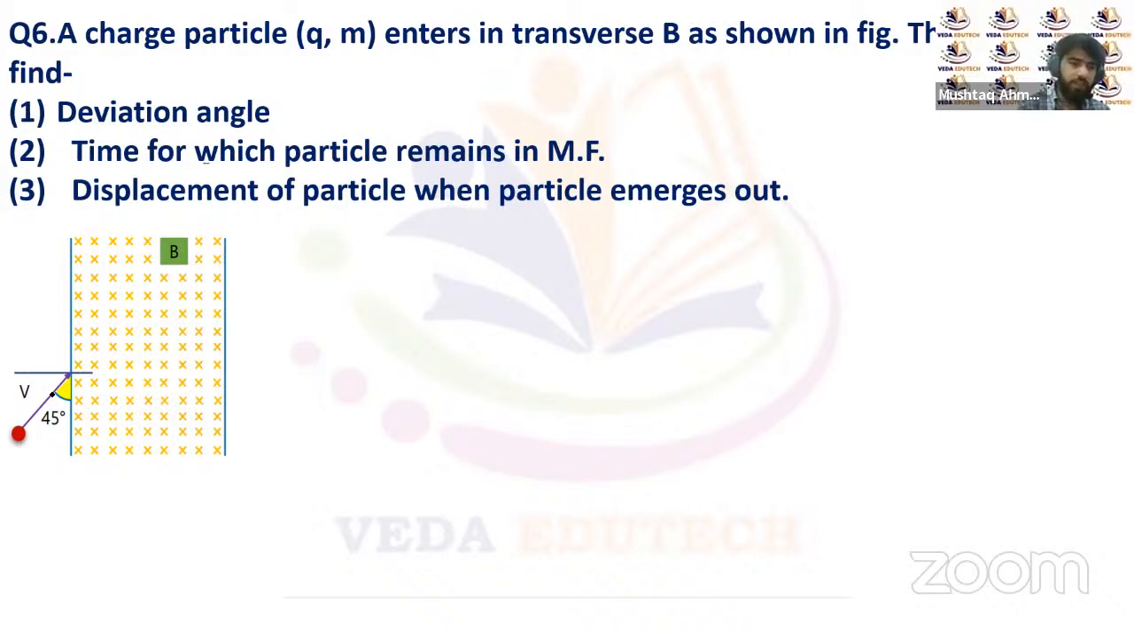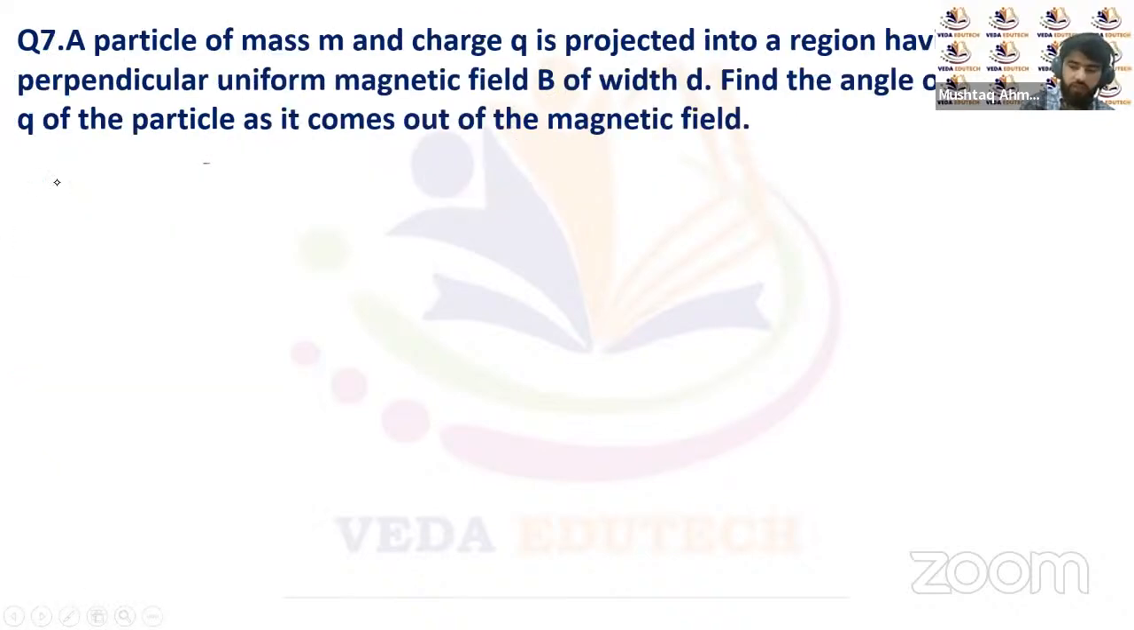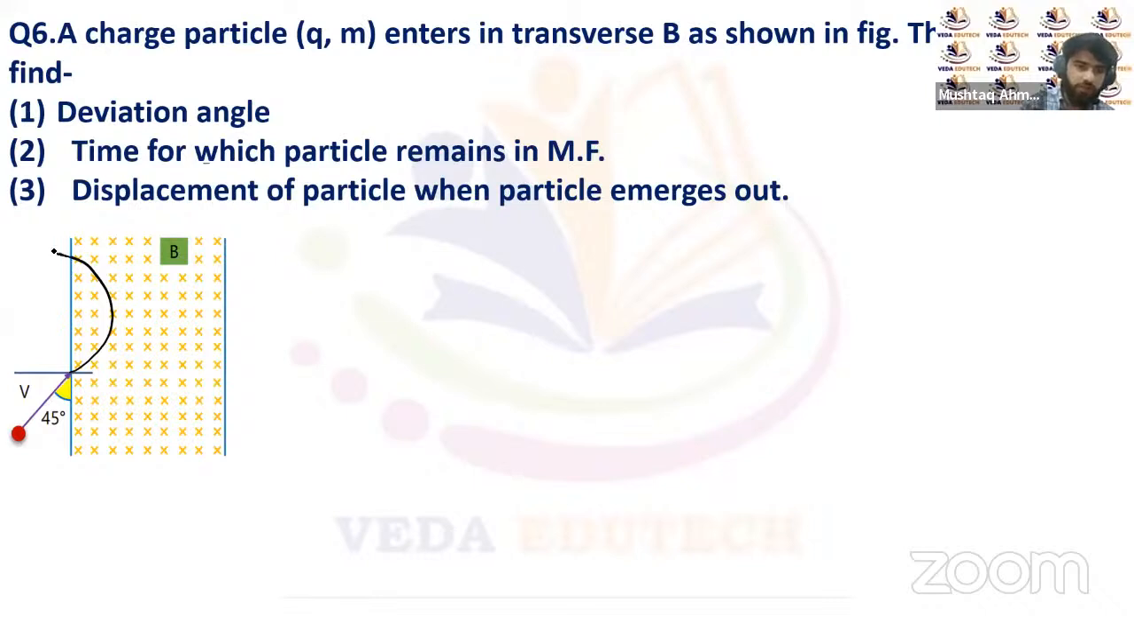Now you can see here when the charge enters this magnetic field, because of the velocity vector along this direction, once it enters the magnetic field region, it will follow a circular path like this, right? This will be the path followed by this charged particle, and it will leave the magnetic field region like this. So here the particle will leave the magnetic field region, right?